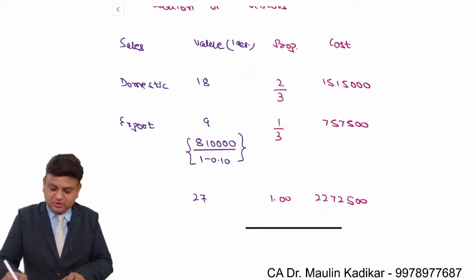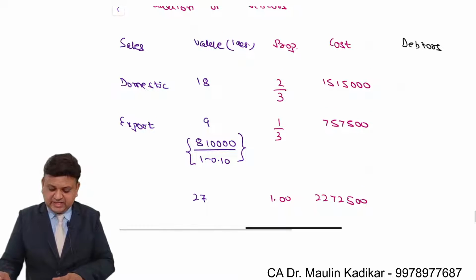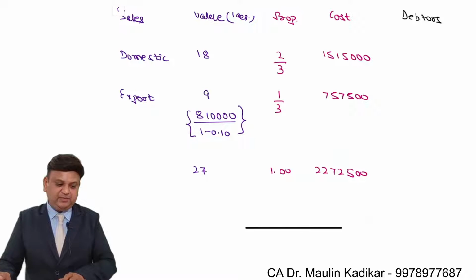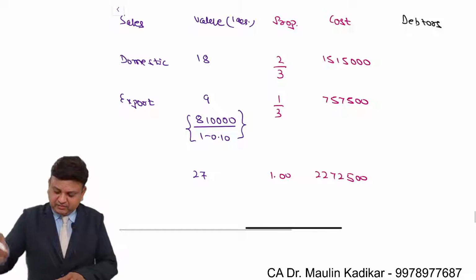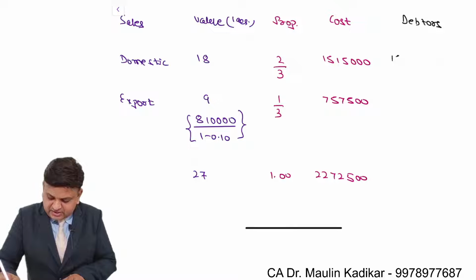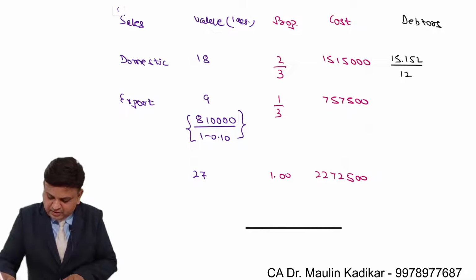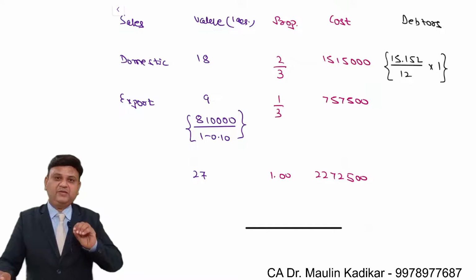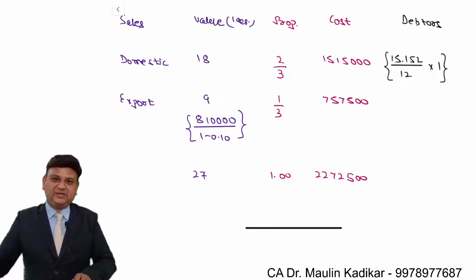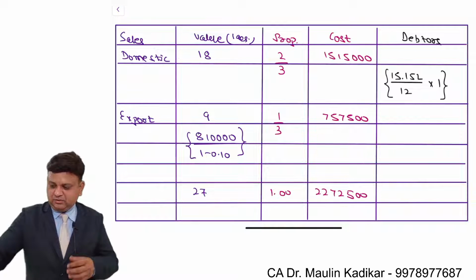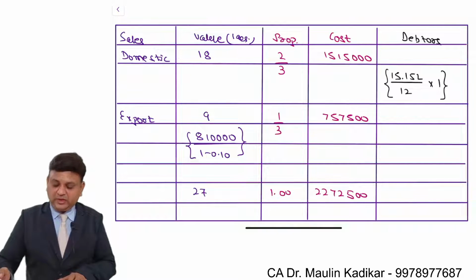Now let us understand how to make the calculation of debtors. Dear students, as per the information given, to our domestic customers we are offering a credit period of 1 month. So it is 15.15 lakh divided by 12 into 1. That is the way we will compute the value of debtors in respect of our domestic business. So it is 15 lakh 15,000 divided by 12. It comes to 126,250.